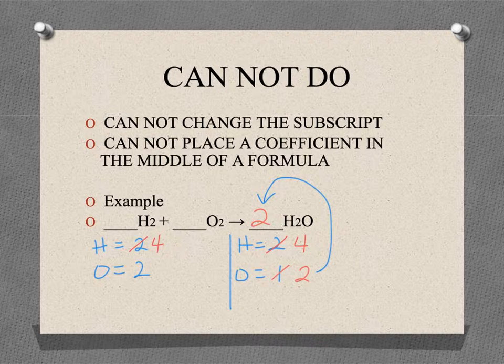We already have 2 hydrogen. So in order to make this a 4, I just write a 2 right here. And so now I have 4 hydrogen, 2 oxygen, 2 oxygen. And so in this case, I will leave this blank. Or if you want, you can put a 1. But majority of the time, you leave that blank.